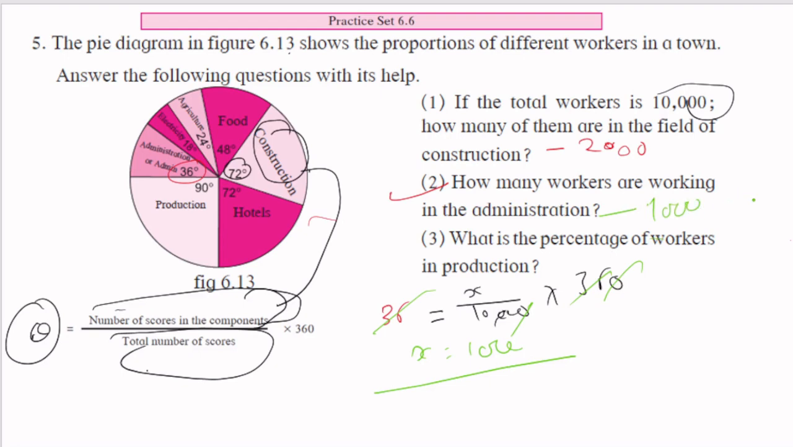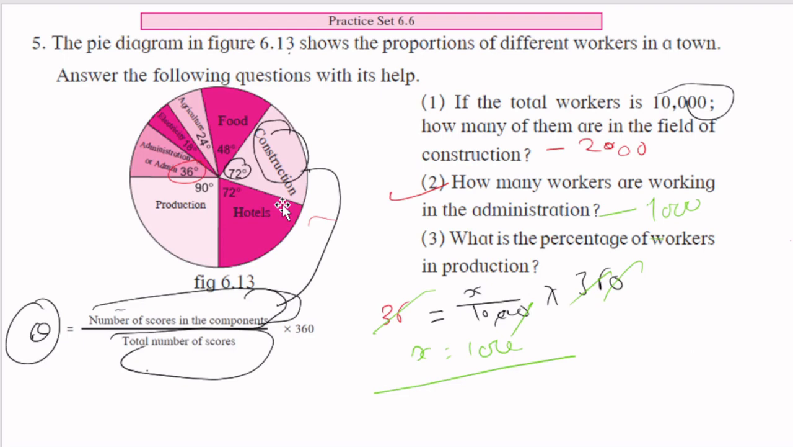Do not get confused. Now next, what is the percentage of workers in production? In production, how many workers are there? They're asking for the percentage. A little bit of difference, right? They're asking for the percentage, so you have to find the number of workers in production first. Then you have to find the percentage against the total number of workers. To find the percentage, you first have to find the total number of workers in production.